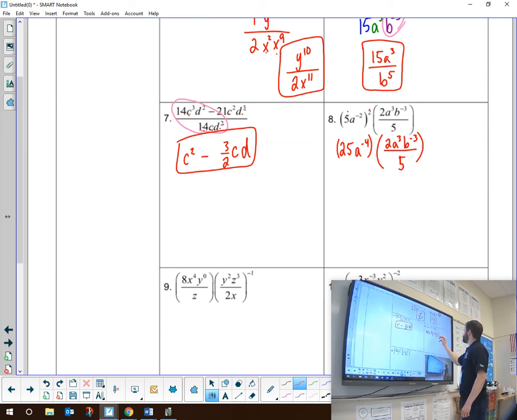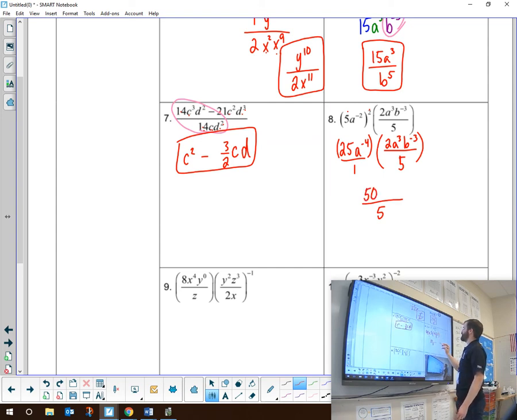Now, remember, any number is just itself over an invisible 1. So whenever we multiply fractions together, I'm going to put this over an invisible 1, and we're going to multiply the top together and the bottom together. So the bottom is real easy. 1 times 5 is 5. Now let's do the top. 25 times 2 is going to be 50.